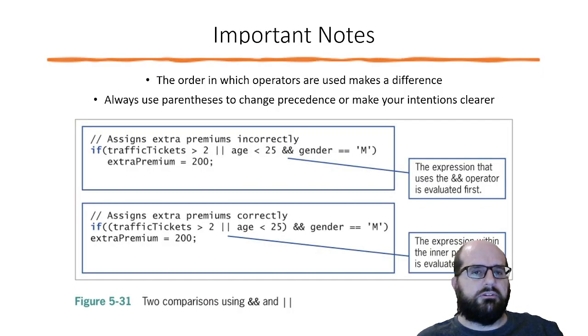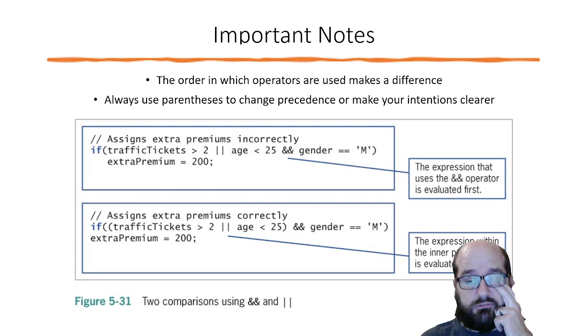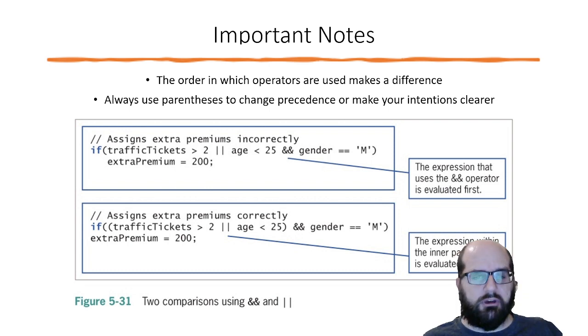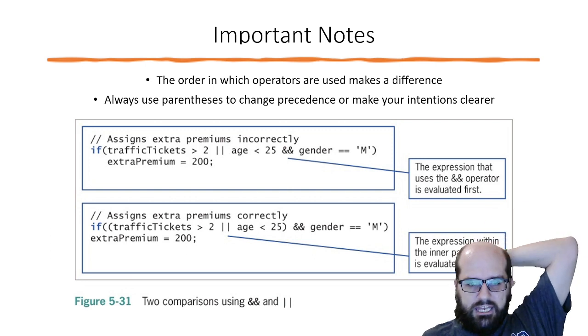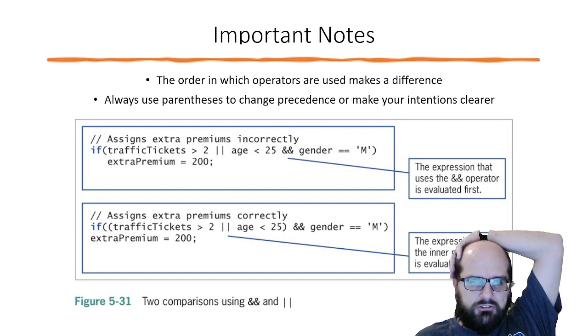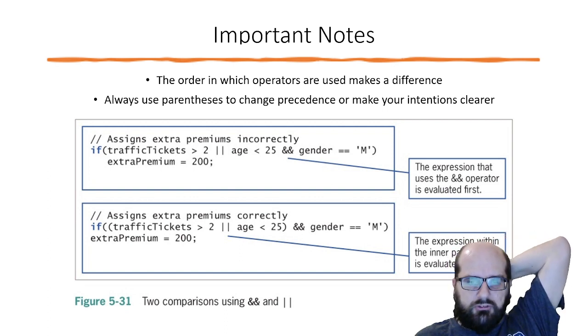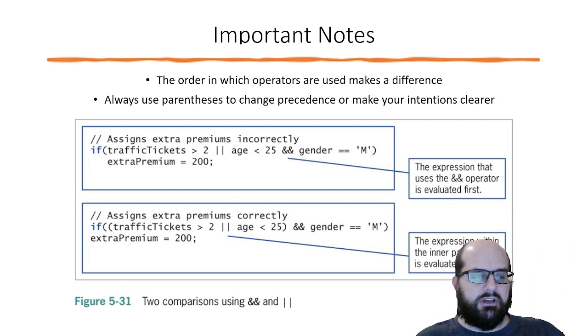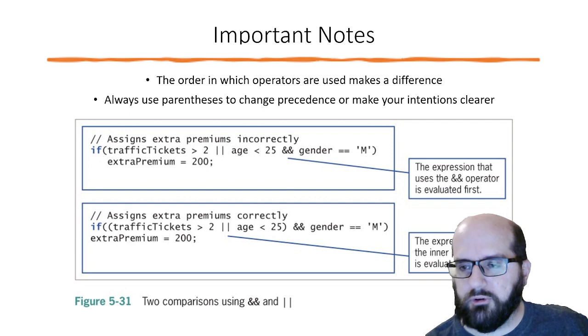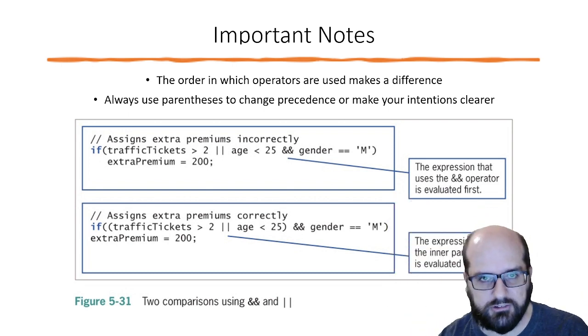Important notes. The evaluation that uses the and operator is evaluated first. So in this case, we're going to check if the age is below 25 and the gender is M. If both of those are true, then this is going to be a true statement because it's an or. And in this case, we want to select the or first. So we want to check if traffic tickets is above 2 or the age is less than 25. All right, so you put those in parentheses to force an order of operations change.